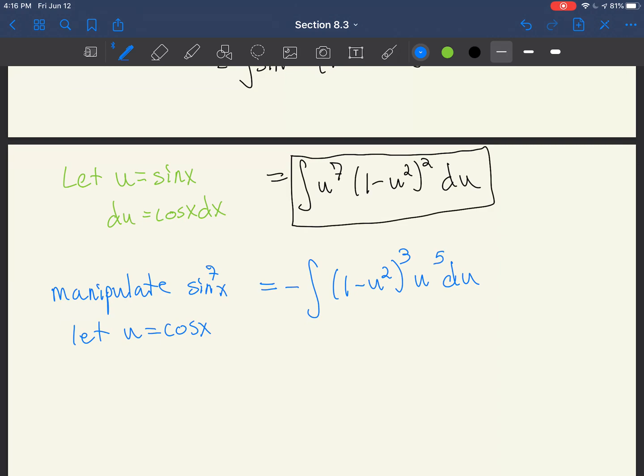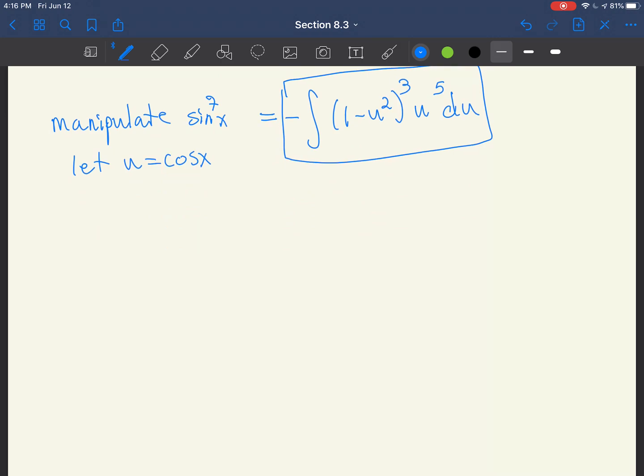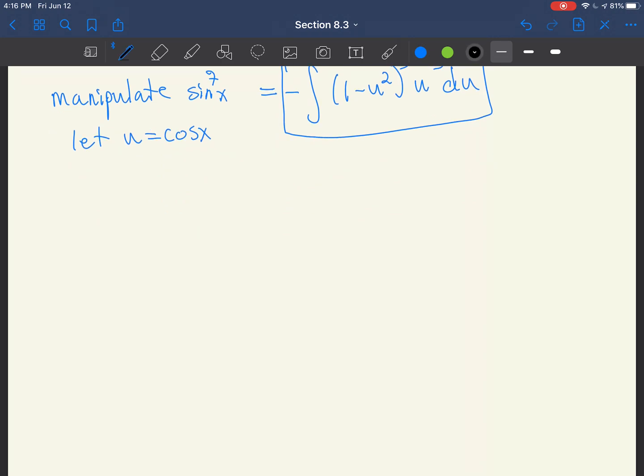So while you can use either, you can manipulate either side if they are both odd, there is an easier choice. And it's generally going to be whichever one has the lower exponent. You should manipulate whichever has the lower exponent.